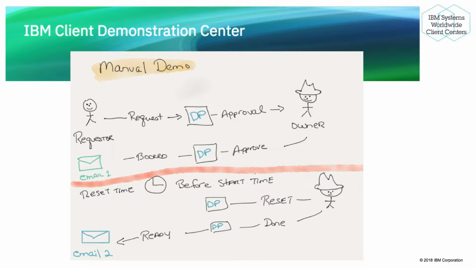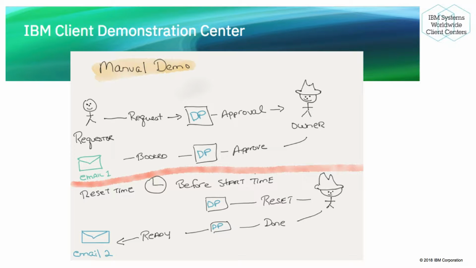Manual demos require 2 steps from the owner for each requested demo. When the request is made, it will go into the pending state. An email will be sent to the owner to ask for approval of the booking. You, the owner, can click on the request in the email to go to the Demo Portal to approve or reject the request. If you approve, the requester will receive an email letting them know the demo is booked.